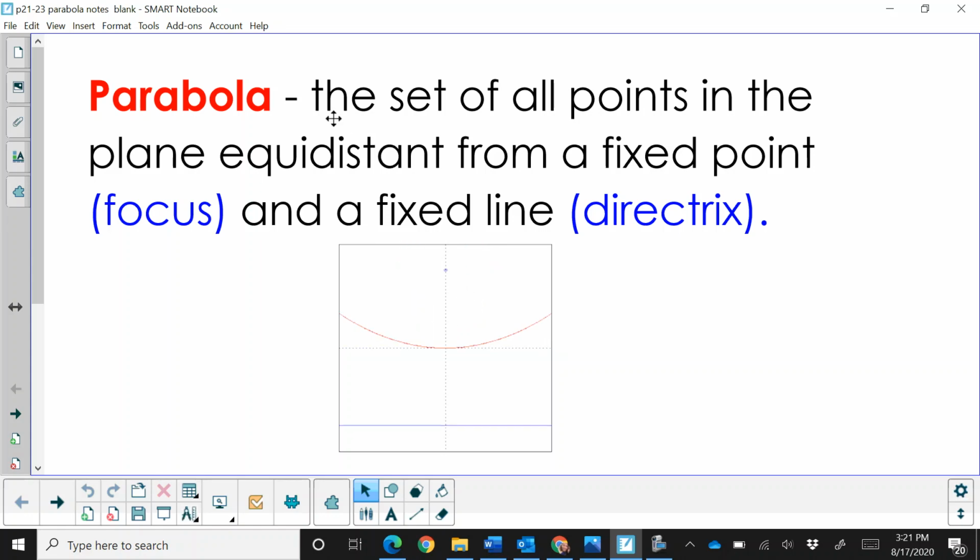Well, it's actually the set of all points in a plane equidistant from a fixed point called the focus and a fixed line called the directrix. Now on your screen you can see a point and a line, and as they get closer together the parabola is closing. So every point on this red parabola is equidistant from the blue dot and the blue line, and we'll look more closely at that in a moment.